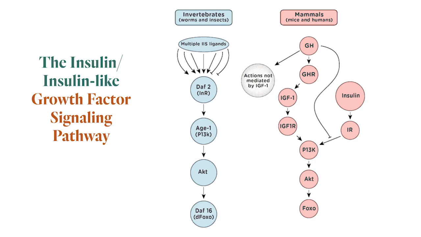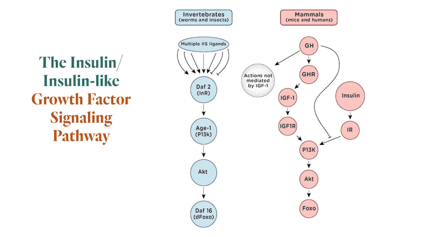But in contrast, the effects of these ILPs in invertebrates are mediated through a single receptor for ILP called DAF2 in worms or INR for insulin receptor in flies. Mammals have a variety of receptors for ILPs, including an insulin receptor, INR, and IGF receptors. Nonetheless, the basic signaling mechanisms are essentially the same in all these species. Signaling starts when the ILP ligand binds and activates its specific receptor.